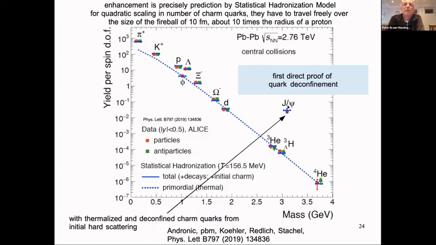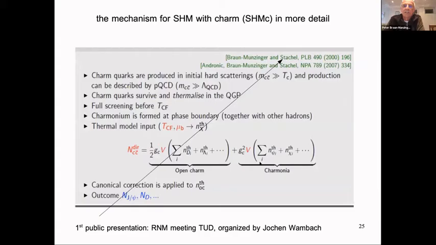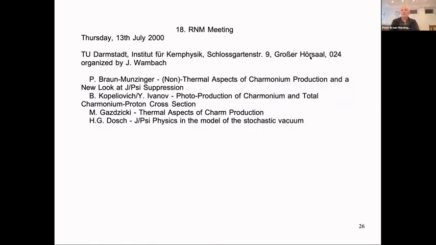This is more in detail how this model actually worked out, actually originated from a first publication by us, but I want to highlight an important role which Jochen played in that game. Maybe he has forgotten, but we had at the time an RNM meeting, which stands for Rhein-Neckar-Main meeting, where all the institutes interested in relativistic nuclear collisions and centered around Darmstadt, Frankfurt, Heidelberg were actually represented.